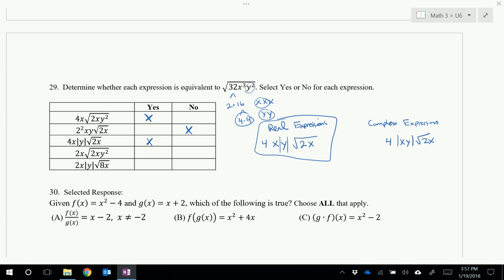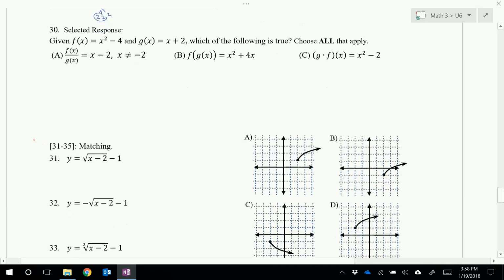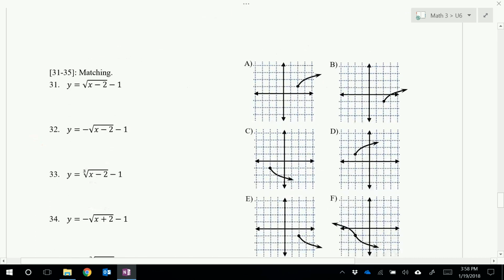The fourth row, we do not get a 4 out in front, so that's going to be false. And the last row, if we simplify that 8, get 2, pull 2 2's out, we're left with 1 2 underneath. We got the absolute value we want, so that's going to work out as well. So that's how we want to select yes and no, based on assuming real expressions only.